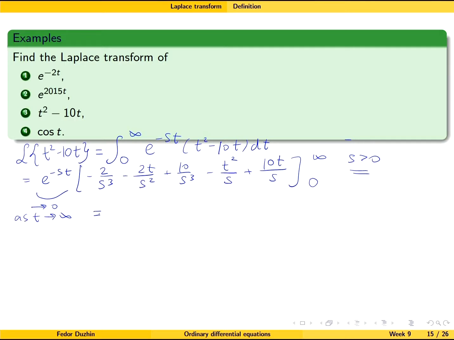So the change is actually minus the value of this expression when t is 0, and when t is 0, e to the minus st is always 1. So then we are going to have minus 2 over s cubed, then minus 2t, which when t is 0 is 0, and plus 10 over s cubed, minus t squared over s, which when t is 0 is 0, and 10t, which when t is 0 is also 0. So this is actually the answer: 2 over s cubed minus 10 over s squared.